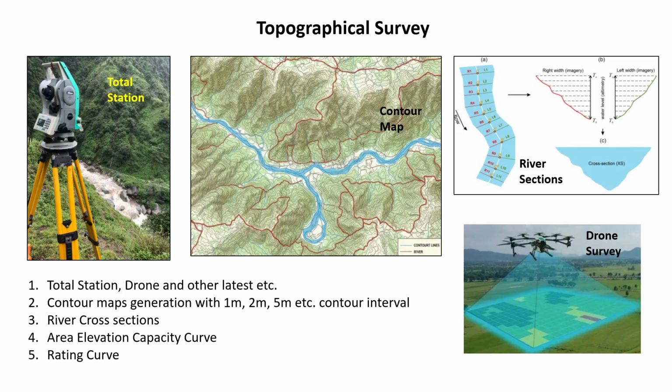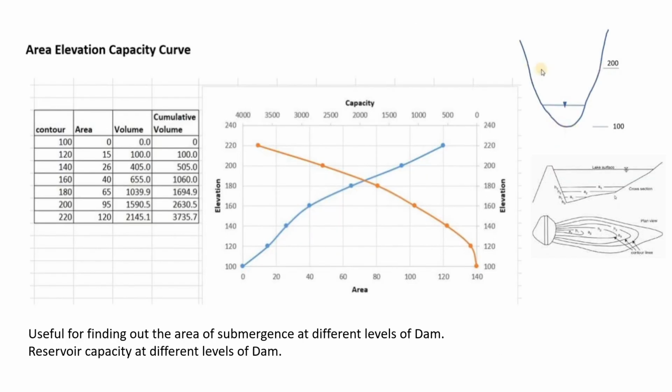Using this contour data, we can generate river cross-sections at any point. River cross-sections are useful for generating rating curve. Further, topo data is useful for generation of area elevation capacity curve. After completion of topo survey and contour maps, we have to develop area elevation capacity curve. This means a single graph showing the area corresponding to different elevations. Accordingly, the volume of storage also can be worked out.